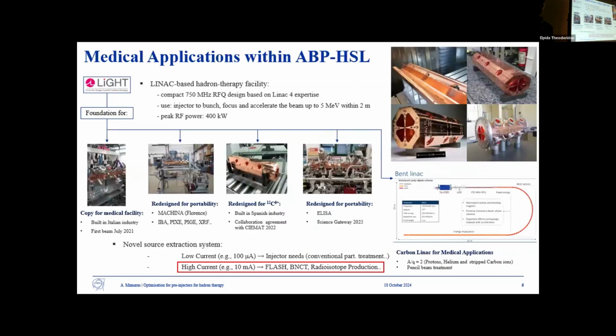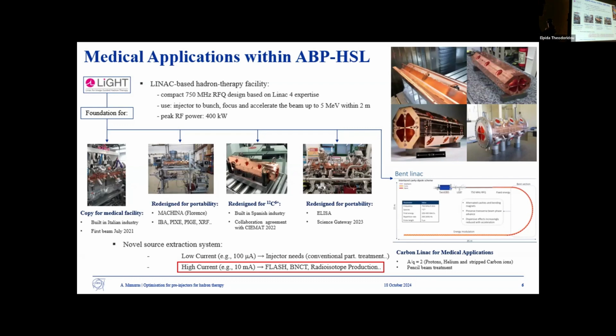Now, within the SHL section, we have a large work going on dedicated to medical applications. It dates back to the LIGHT project and designing a compact high-frequency RFQ of 750 MHz based on the Linac4 expertise, with the aim of having it as an injector linac to accelerate and focus the beam at 5 MeV within 2 meters, and also with a peak RF power of 400 kilowatts. Here on the right-hand side, you can see several images of the manufacturing process, also demonstrated by Alessandra in the previous talk, which has been the basis for a series of other RFQ copies.